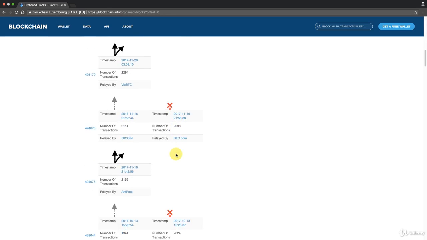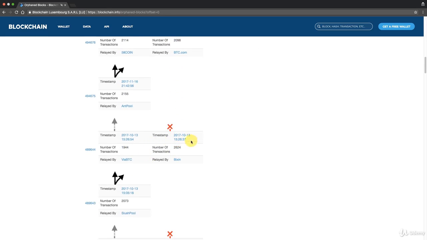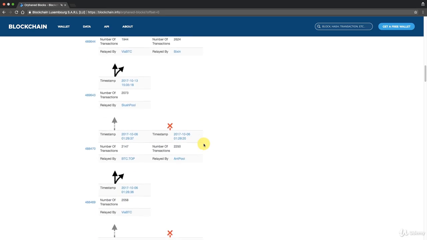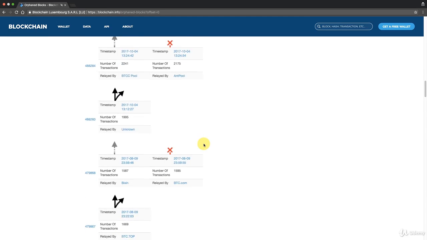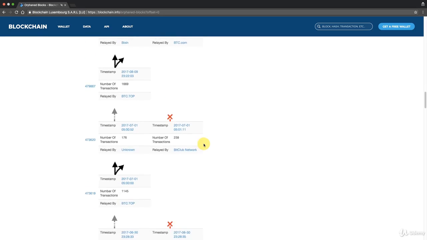But if you look here, this one was mined later. So this one was actually mined first, at 26 minutes 37 seconds. This one was mined at 26 minutes 54 seconds. So it really doesn't matter who mined it first in terms of time, right? What matters is who has the longest chain in the end, which block results in the longest chain in the end. That's what matters at the end of the day. Yeah, so there we go. That's how orphaned blocks work.